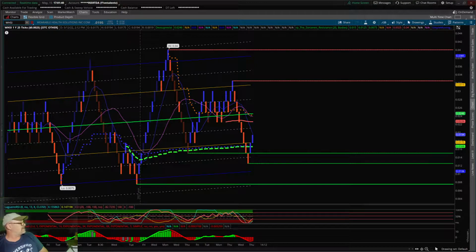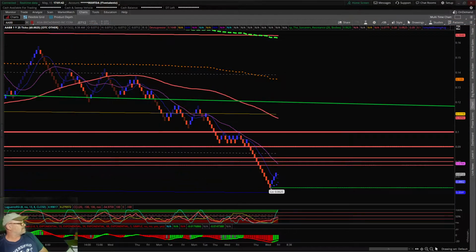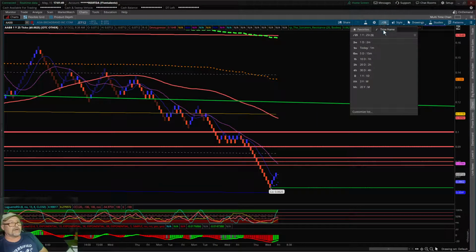Let's see here. AABB. We have an average trading range of 0.084. And what we do here in Rinko is do the average trading range divided by 2. So that'd be 4.2. Okay, I got 4.8 on there. That's not right.